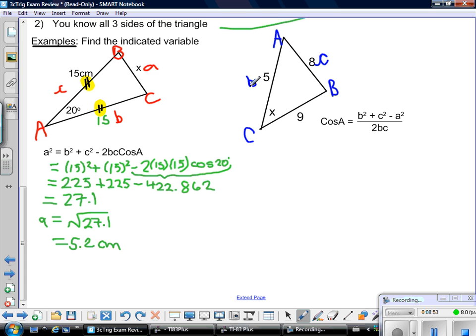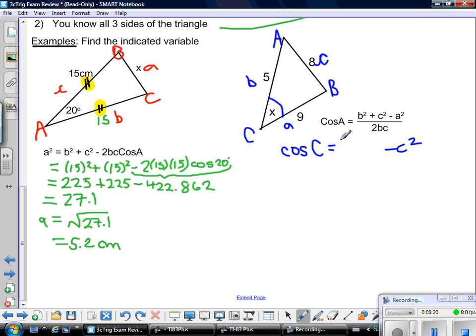Because sometimes they label them for you. Okay, now my formula says cos A, but I'm not really finding A, I'm finding C. So what I can do is rearrange my formula so it says cos of C equals. No problem doing that. I just have to remember that I'm going to be subtracting C squared on the top. So if I have cos of C, I'm subtracting C squared.